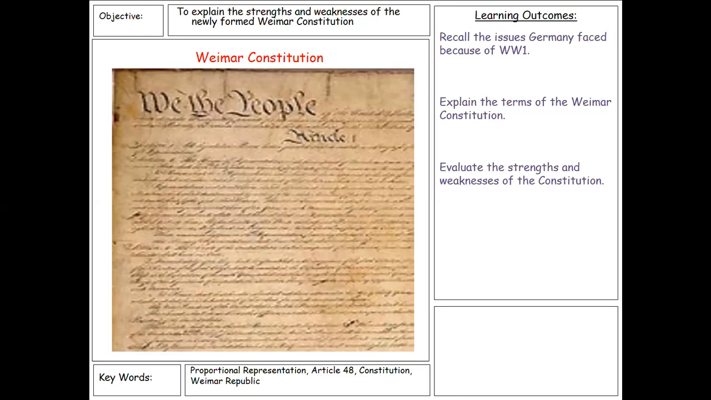There are going to be some tough key words for this lesson, and some of the key ones are Article 48 and proportional representation.